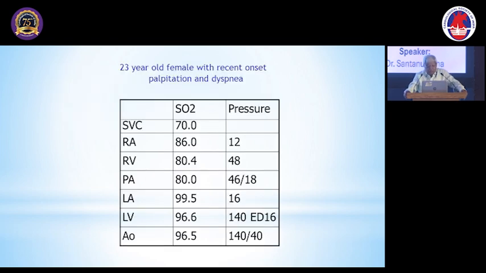No, it is not a Gerbode type of defect. Why? In Gerbode's defect, aortic pressure will not be 140 by 40. This wide pulse pressure rules out a Gerbode type of defect. So, what else?